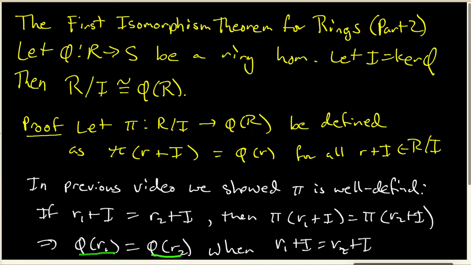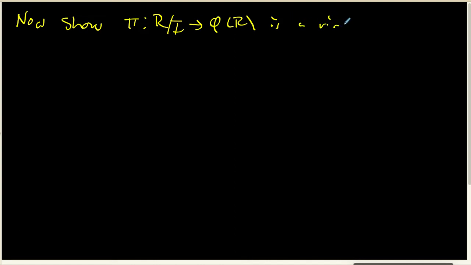In this video, we turn our attention to showing that pi, which goes from R mod I into phi of R, is a ring homomorphism. In other words, we need to show that pi preserves the ring operations of addition and multiplication. So we will first show pi preserves ring addition.